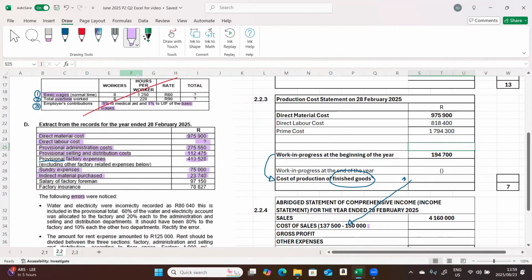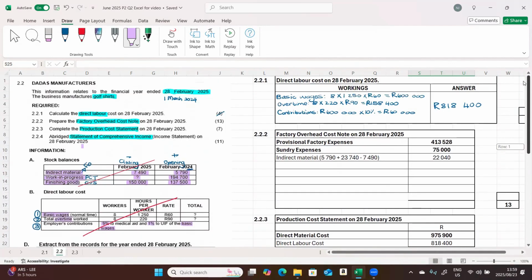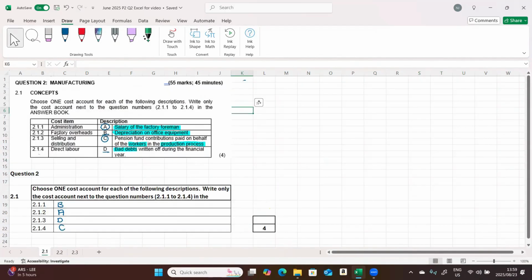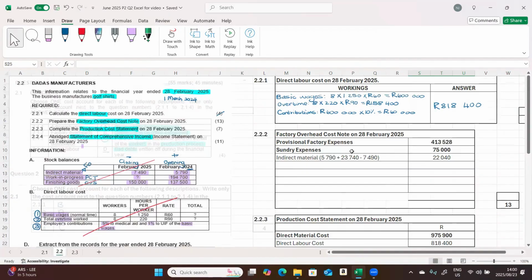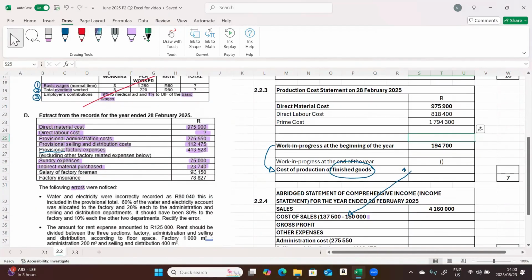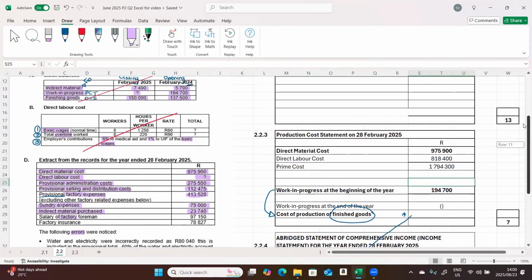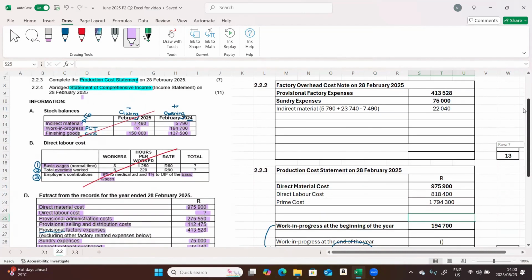And then the salary of the factory foreman, of 97,150, we saw already, guys. Look how they are helping you, not helping you if you got this incorrect. When you go to 2.1, can you see the salary of the factory foreman over here? You already would have told yourself that it falls under factory overheads. The word factory tells you that it's going to be factory overheads. So the salary of the factory foreman is something that needs to be written in here, and you see it's not there yet.